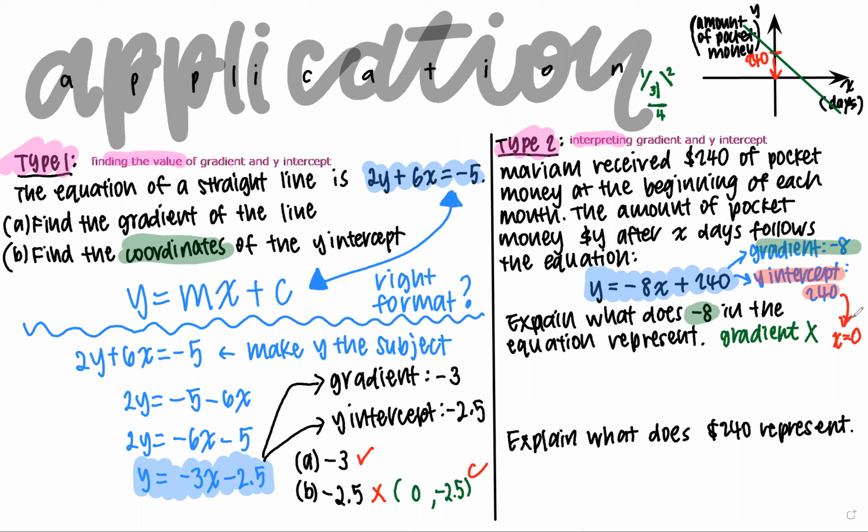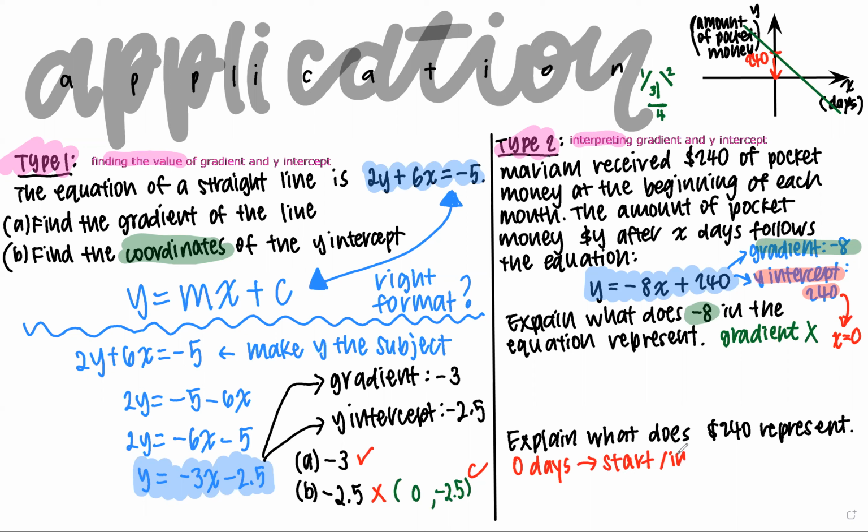I'll read the question. What is x referring to? Are we doing type 1 or type 2 now? X refers to the amount of days. Yes, x refers to number of days. So what happens when you say 0 days? What does 0 days mean? Because now you know x equal to 0, right? So it means 0 days, correct? Like the start date. Yes, so 0 days means it's the start.